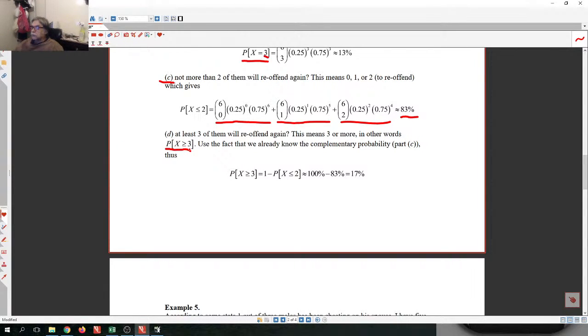Okay, now you say, oh, now I have to calculate lots of stuff. 3 and 4 and 5 and 6, 4 different probabilities. No, actually you don't have to, because you have already calculated the complementary probability. Look at this.